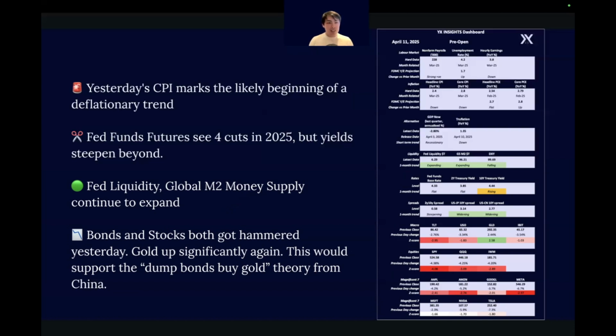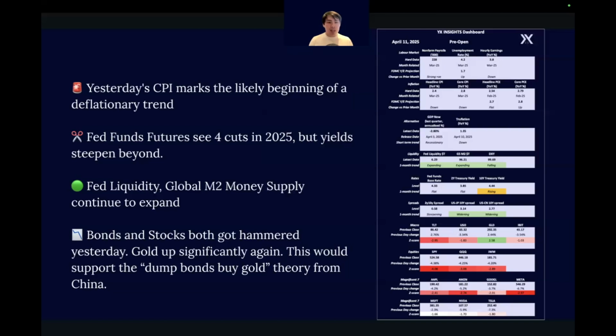And secondly, the Fed funds futures now see cuts in 2025. So the market is pricing in double the amount of cuts that the FOMC projected just in March. The March FOMC pinned down 2 cuts, and the market sees 4 cuts right now.